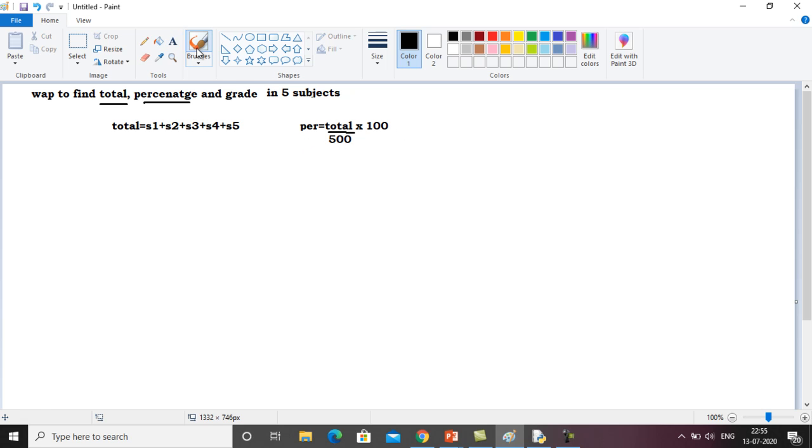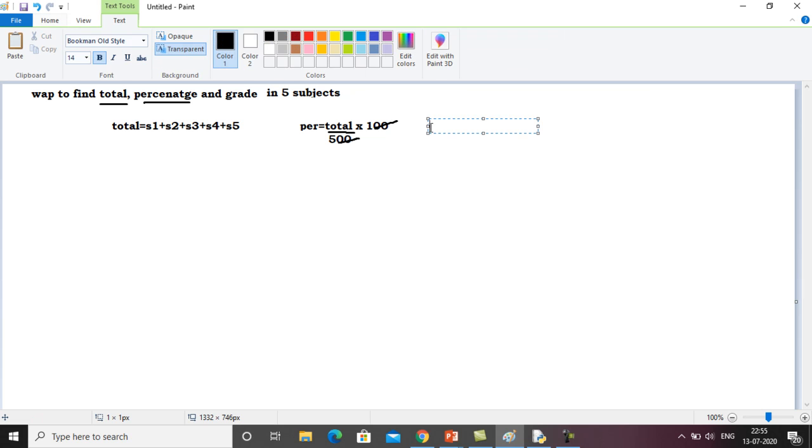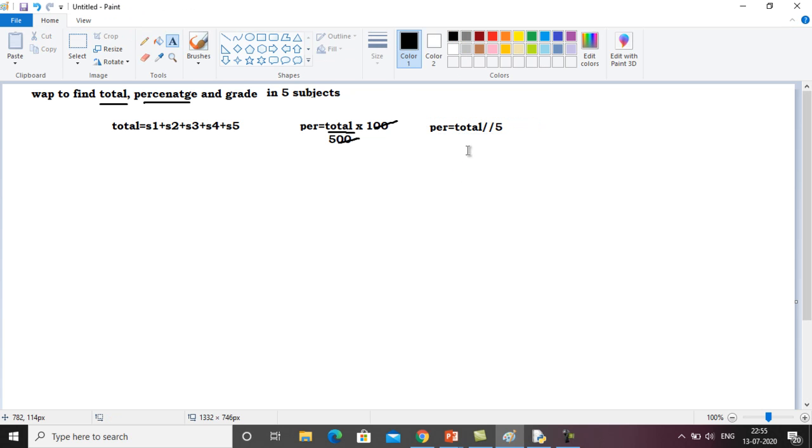But you can see that if this 00 is cancelled and this 00 is cancelled, then the formula will become that for getting the percentage, we have to divide total by 5. And remember one thing, if we put a double slash over here, then we will get the answer in non-decimal, if the numerator and denominator both are integers.